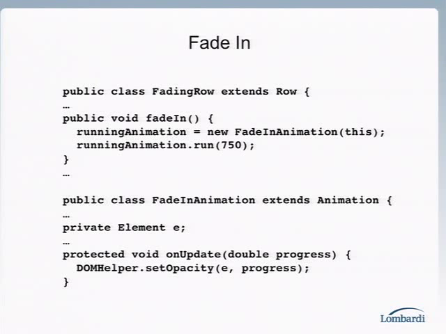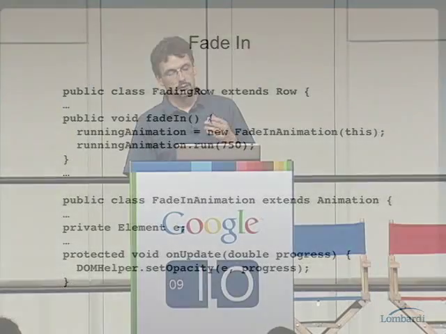Now, this DOM helper class is an example of deferred binding, because, of course, setting opacity, the way you do that varies across browsers. Particularly in IE6, you've got to use filters. So this DOM helper has multiple implementations that are chosen at compile time in order to get the right effect.